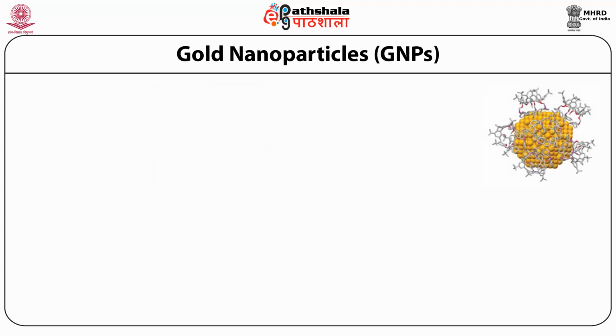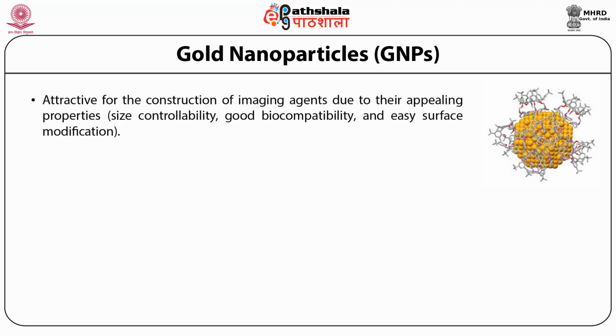Gold is one of the most stable metals. At the same time, it is malleable and ductile. Due to the appealing properties of size controllability, good biocompatibility and easy surface modification because of the inherent properties of gold, it is an attractive alternative for the construction of imaging agents.